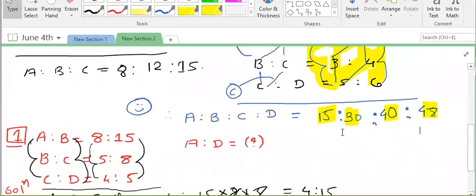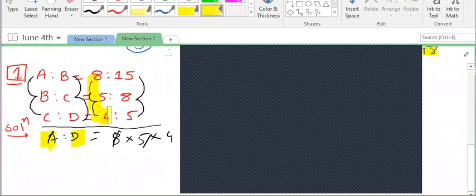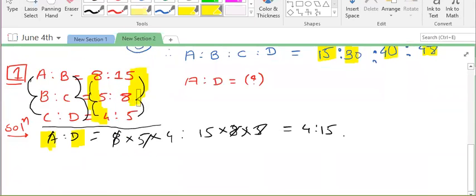But in this question, they are not asking A is to B is to C is to D. They are asking only A is to D. So for A, I'll multiply this with this with this. For D, I'll multiply this with this with this. Right. So likewise, I'll go A and D. And for A, if I multiply 8 into 5 into 4, and here I am having 15 into 8 into 5, so 8 into 5 is common in both the places. So it will get cancelled out and my final answer will be 4 is to 15. Okay, is it clear now? Shall we move to next question?